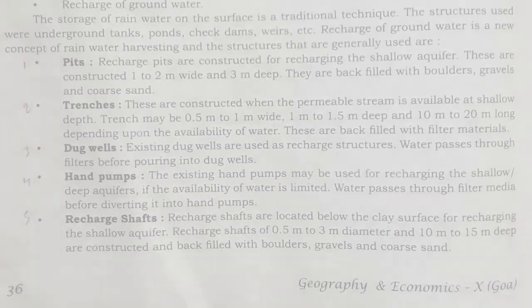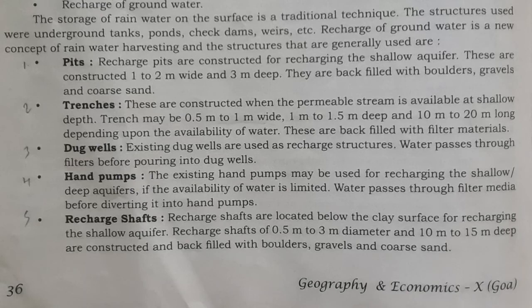Trenches. These are constructed when the permeable strata is available at a shallow depth. Trenches may be 0.5 to 1 meter wide, 1 meter to 1.5 meters deep, and 10 meters to 20 meters long, depending upon the availability of water. These are backfilled with filter materials.